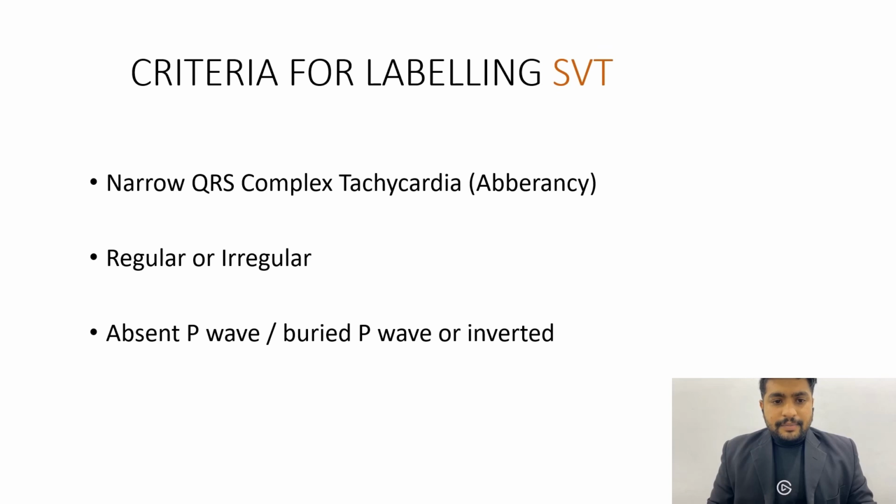The rhythm can be regular or irregular, and the rate would be around 120 to 180 and even beyond that. And there would be an absent P wave, or there can be a P wave that can hardly be seen. It can be buried under QRS complexes, or it can be inverted in the inferior leads. All right, so this is our criteria of SVT. You can take a screenshot of this.